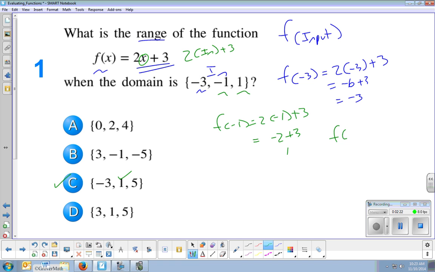And how about if I plug in +1? Well, double that +1 and add 3 is 2 plus 3 is 5. And so there's my other value right there. So the answer is definitely C.